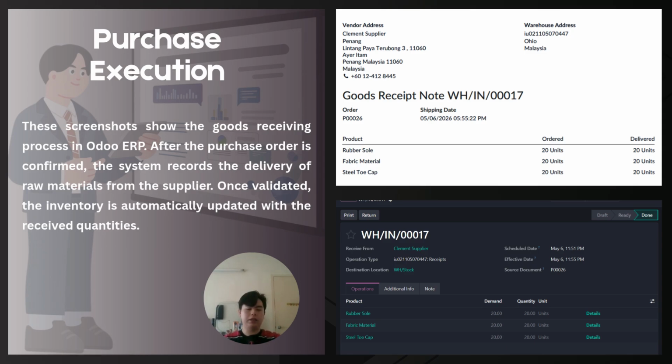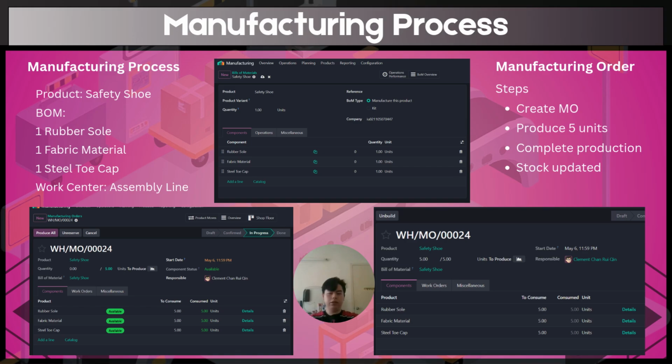Next. The manufacturing module manages the production of finished goods by utilizing available inventory. A bill of materials, also known as BOM, was created to define that one unit each of rubber sole, fabric material, and steel toe cap is required to produce one unit of safety shoes. A work center named assembly line was configured to represent the production area. A manufacturing order was then created to produce 5 units of safety shoes.